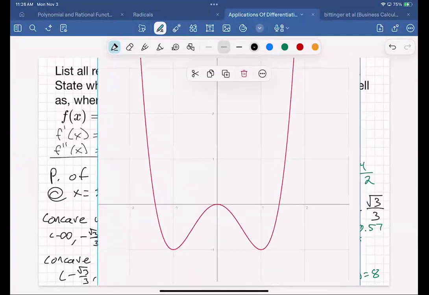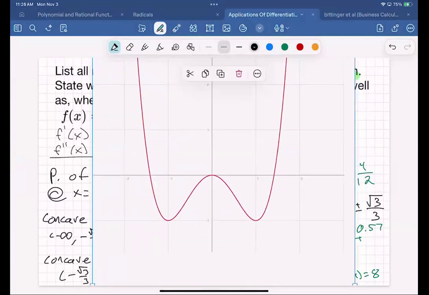Now, just kind of look at this graph here. What do you notice about the shape it makes? How many turning points occurred? There were 3 turning points. We expected that though, right?